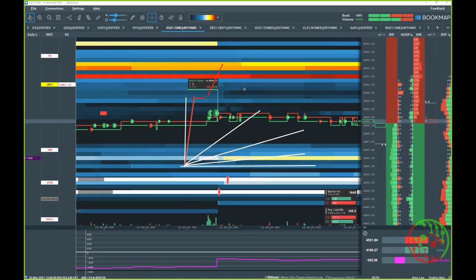Does everyone understand what we are talking about? My question was, if we see a volume spike here, what is needed to move the price higher?